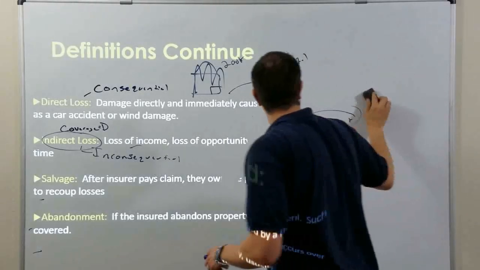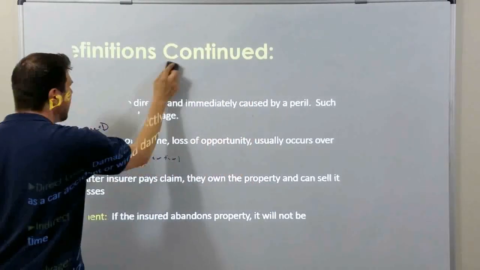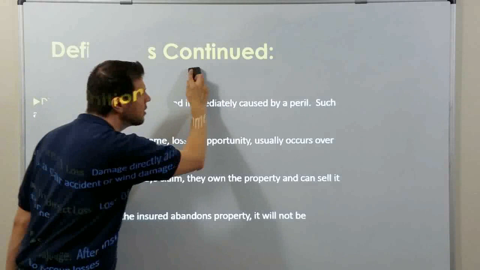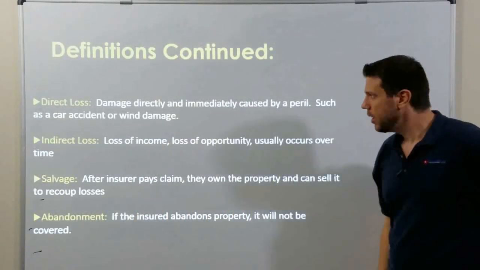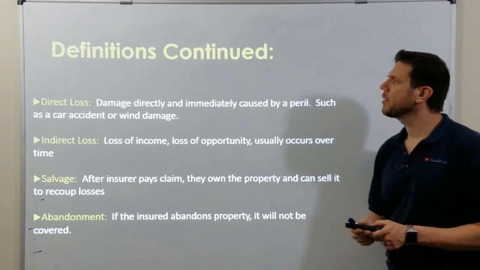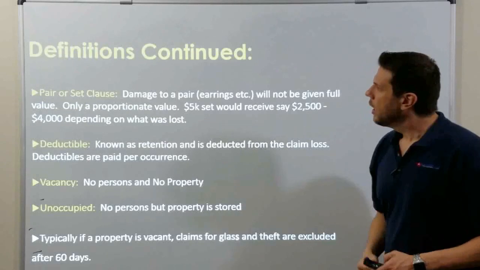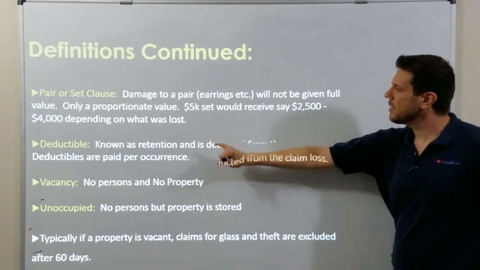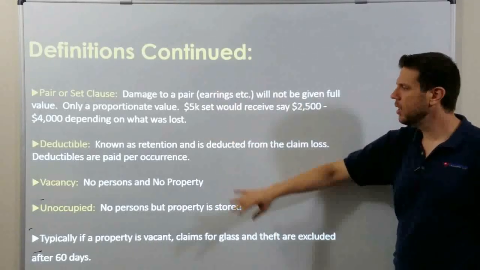Abandonment is not important on this test, but the insurance company will not cover something you've abandoned. So like if you just leave your house, you're not going to get any money. The house has to burn down. We'll talk about the pair or set clause in a minute. Let's kind of cover these first, then we'll get to this one up here. It's a little bit in depth.